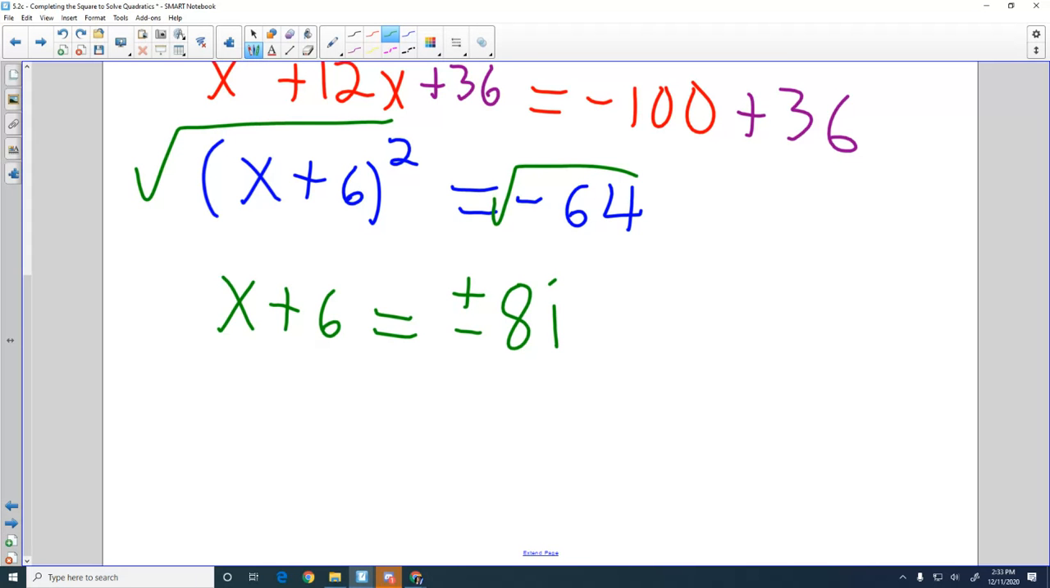8i. Plus or minus because we're solving an equation by square rooting. 8 because the square root of 64 is 8. i because the square root of negative 1 is i.